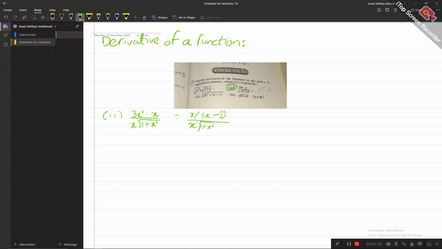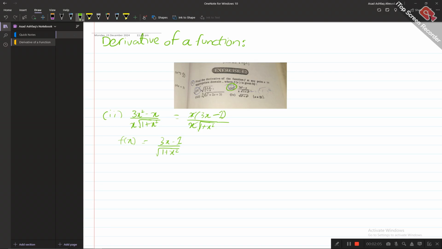Now we will cancel x of the numerator and denominator, so we get the function f of x equals (3x minus 1) divided by square root of 1 plus x square. There may be a question in your mind about why we do this. We do it just for simplification, so it will be easy for us after the derivatives. You will understand why we do it.